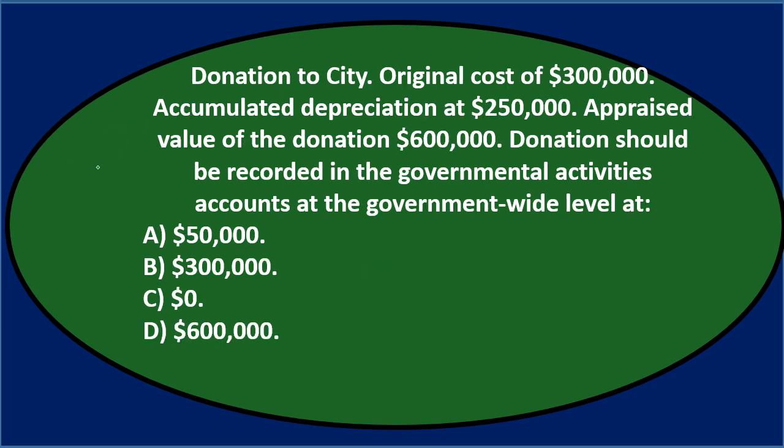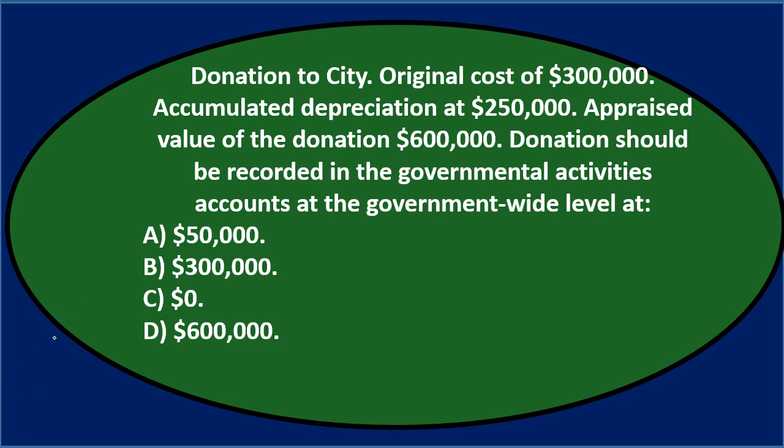Next question. Donation to the city. Original cost was $300,000. Accumulated depreciation $250,000. Appraised value of the donation is going to be $600,000. Donation should be recorded in the governmental activities account at the government-wide level at either $50,000, $100,000, $0, or $600,000.